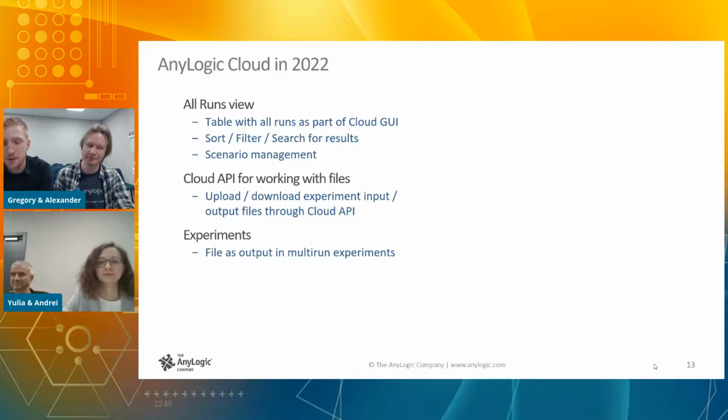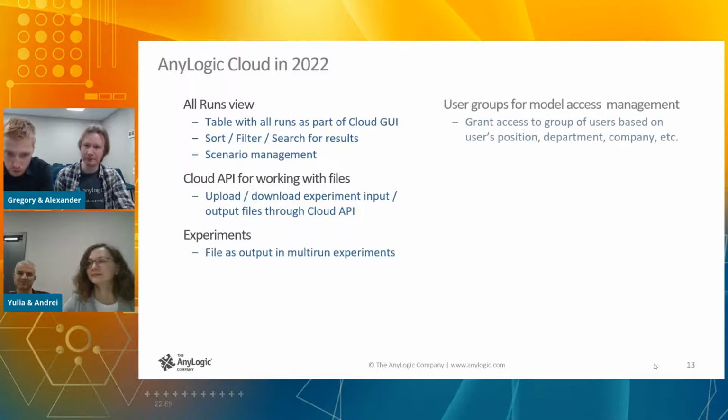We do not add it right now because we are not sure what is the right way of file aggregation for multi-run experiments. We can send a single archive with all files, we can aggregate the data in the files, and so on. So we want to release this feature, collect user feedback, and then proceed with implementation of the file as output support in multi-run experiments.